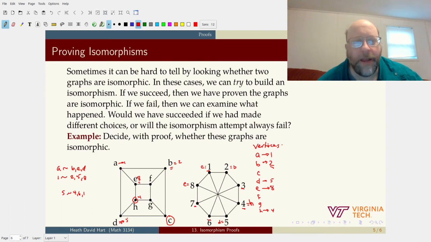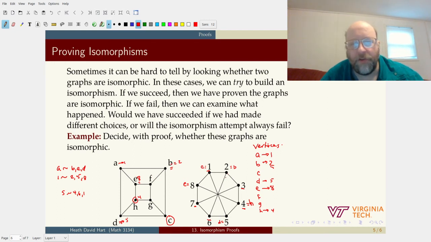A is 1, and it connects to B, D, and E. So I'm going to send B and D and E to the 3 vertices that are adjacent to 1. And then we also have an H. H is connected to both D and E. So we need it to be connected to 5 and 8, and it surely is. Okay, if we keep going, then F has to connect to 2 and 8, B and E.